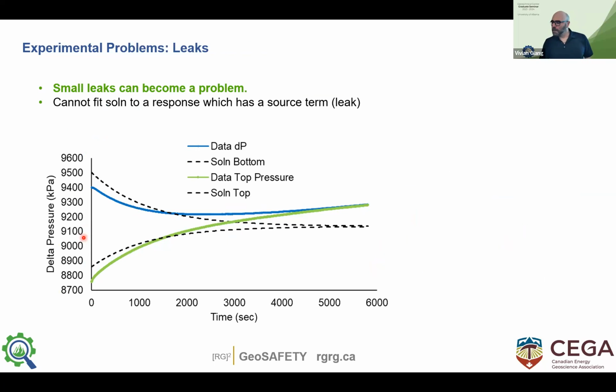The other thing I talked about, leaks. So small leaks can become a problem. And if you don't handle them a little bit, then you cannot fit your term. So this is another test. This is probably a 1 inch, a 25 millimeter by 25 millimeter test.